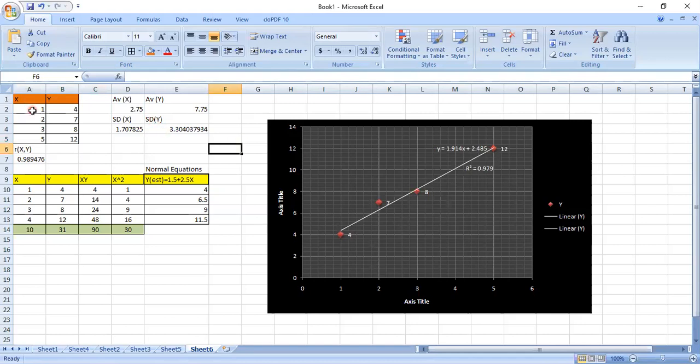The number of pairs present in this bivariate distribution is actually 4. For simplicity, I am taking this. Also, the correlation coefficient of this bivariate distribution has also been found, and it is noted here as 0.989476. This is the correlation coefficient between the two variables, capital X and capital Y.